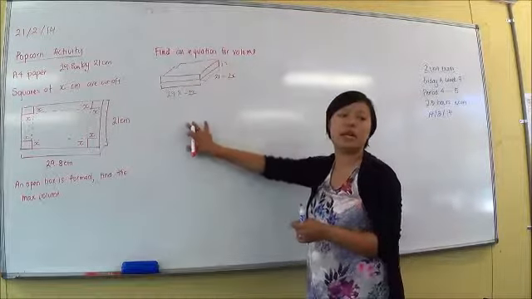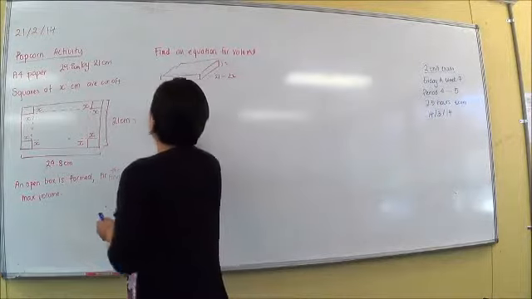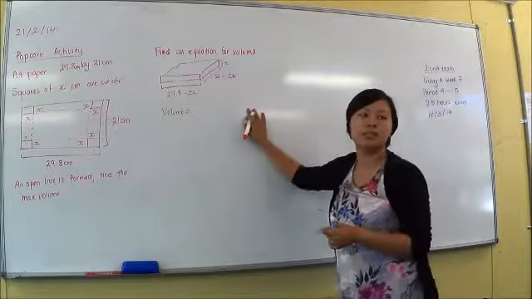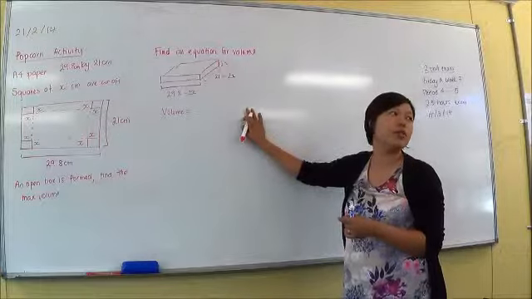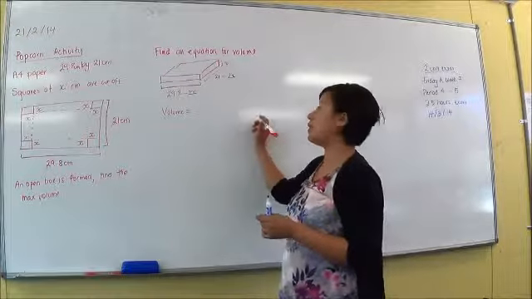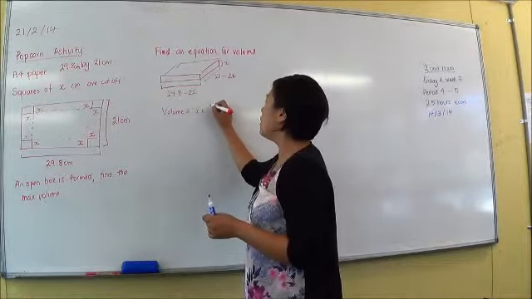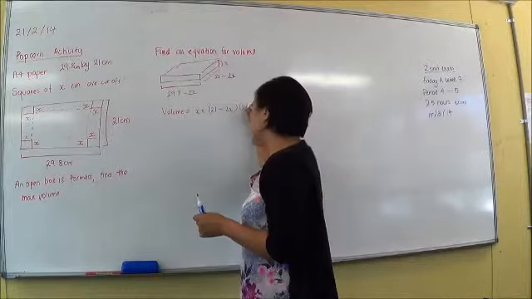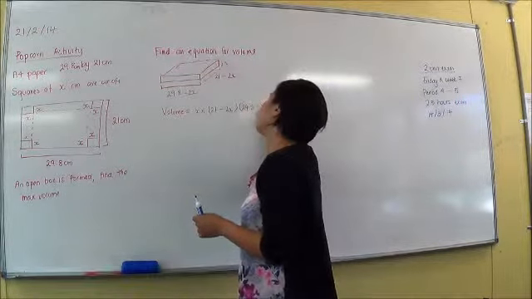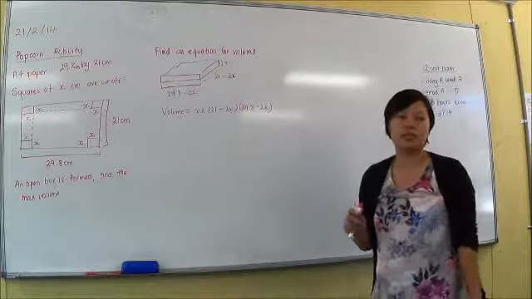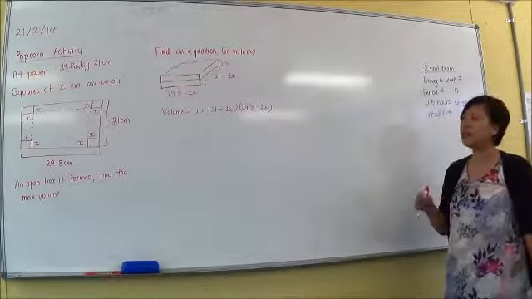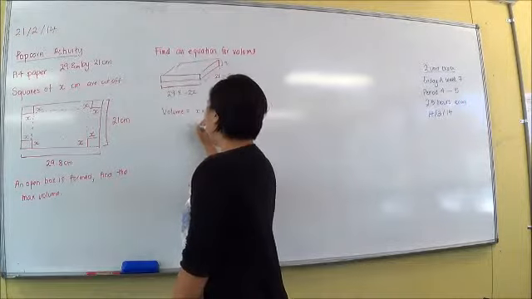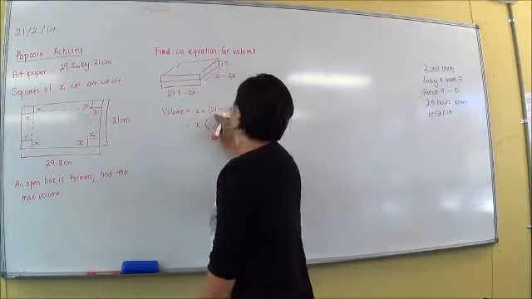So what's our equation for our volume then? Length times breadth times height. All those sides multiplied. So it's going to be x times 21 minus 2x times 29.8 minus 2x. That's not very neat, so we're going to see if we can expand and collect like terms.